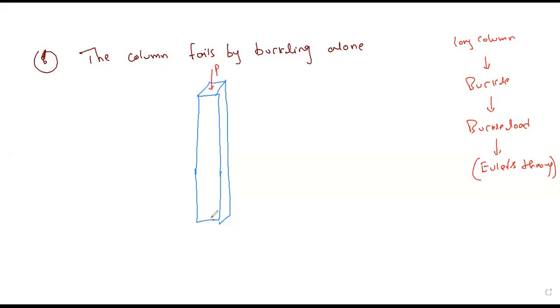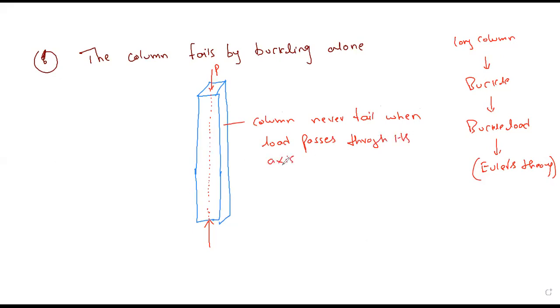So when the load is passing axially, what is our first assumption? The foremost assumption: the load should always pass through the centroid of the section. If the load is passing through the centroid of the section, will the column fail in any other way? No, sir. So the column never fails when the load passes through its axis. Okay, right?